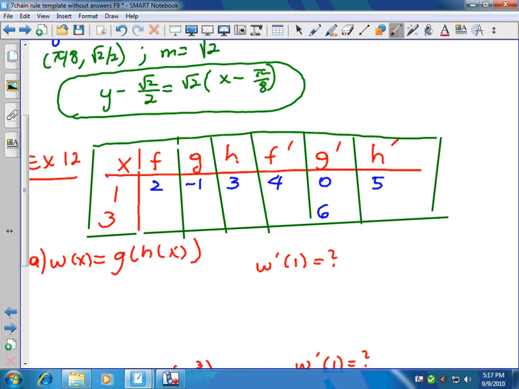Okay, so for example, this value right here tells me that when x is equal to 1, f of x is equal to 2. In other words, that value right there is really telling me that f of 1 is equal to 2.